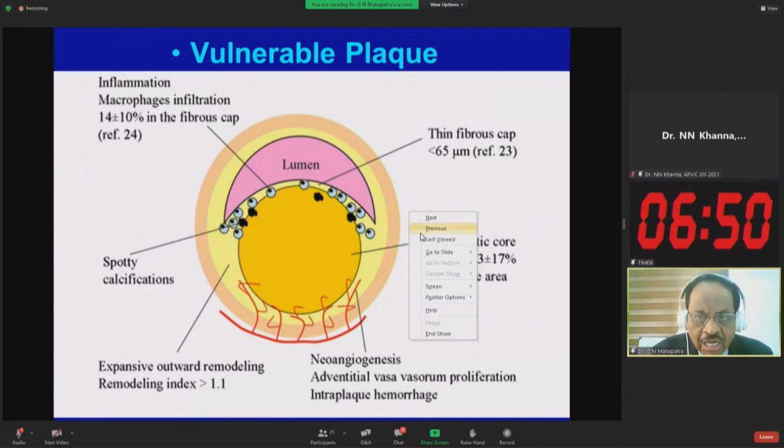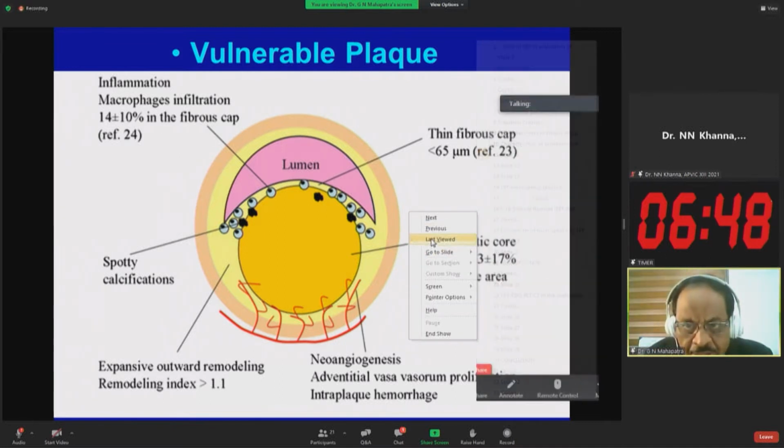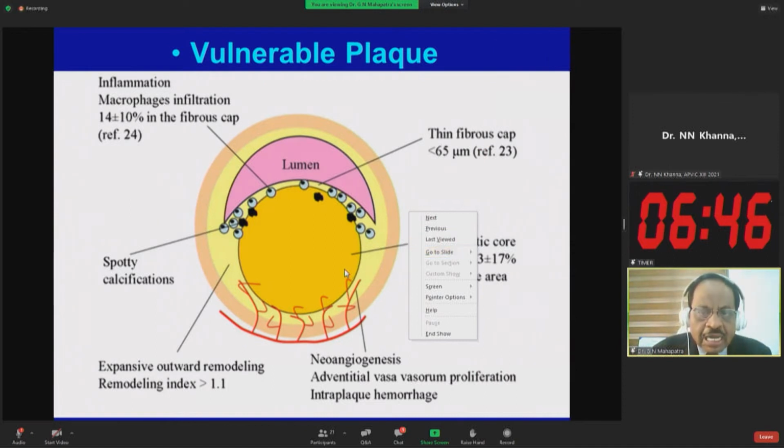This one is, I'll just use a pointer, I'll get the previous pointer. So this is the big necrotic core. These are the neoangiogenesis things, and this is the spotty calcification, and these are the macrophages. This is a small lumen.